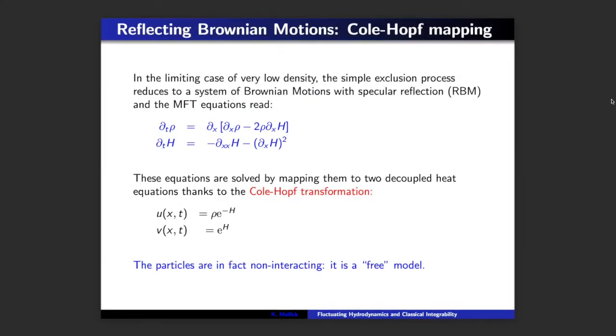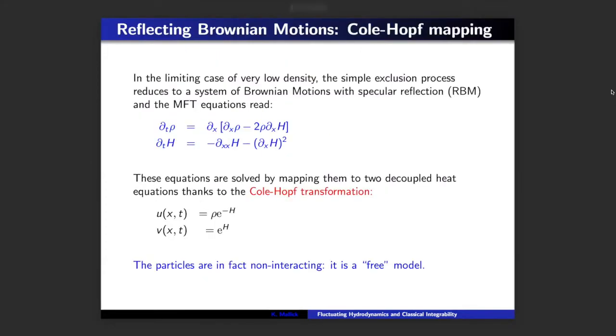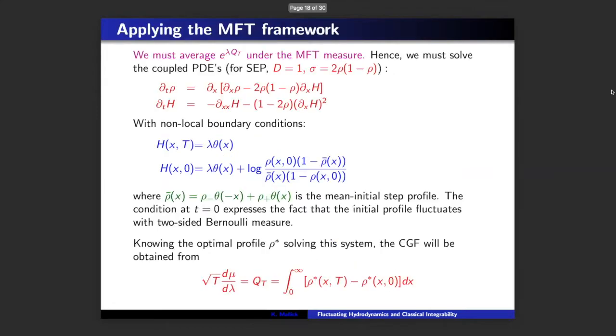And any question up to here? In other words, if you just want to forget about everything, we have to solve these red equations with these boundary conditions. And if we are able to do that, we can compute the large deviation function, we can solve the problem we initially wanted, the large deviation function of the current. So this boils down to a mathematical PDE problem.